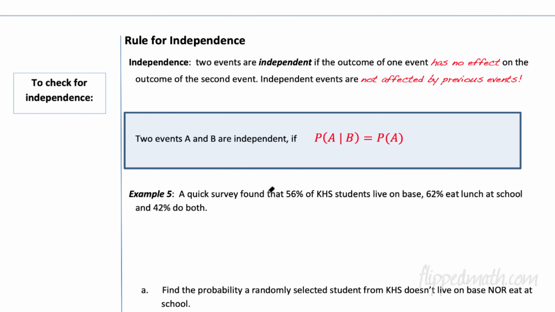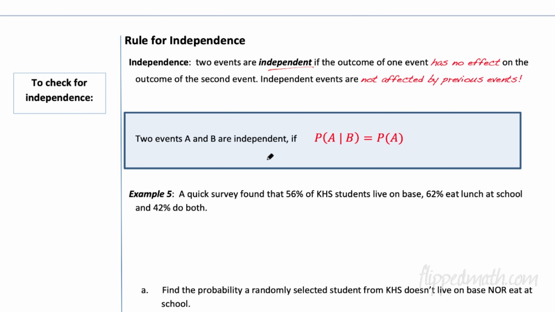Now we've got to talk about independence. Two events are independent. This is super important. Two events are independent if the outcome of one event has no effect on the outcome of the second event. Independent events are not affected by previous events. We do have a formula to check this, and this shows up a lot.